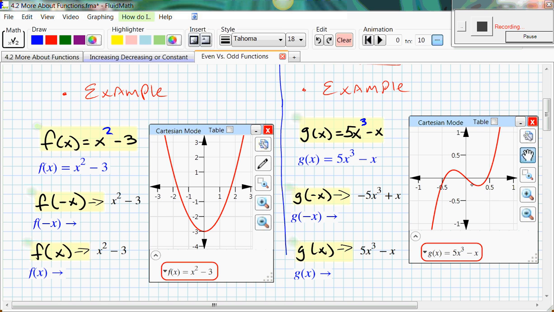Symmetry with the origin is kind of strange, right? Because you're trying to figure out exactly how far away it is from the origin, but it's symmetric through the origin. Kind of a strange concept.